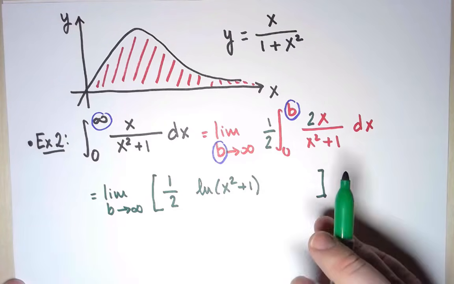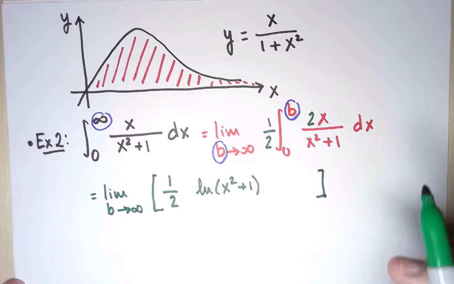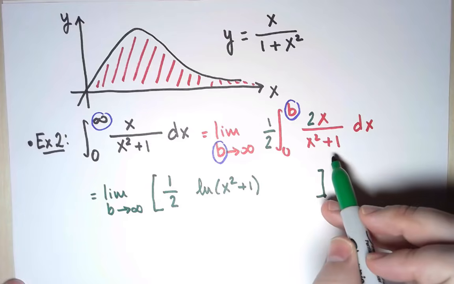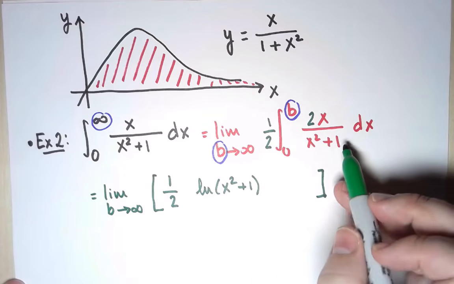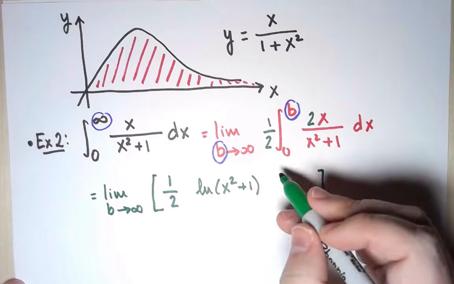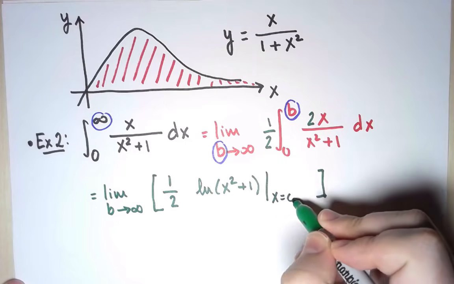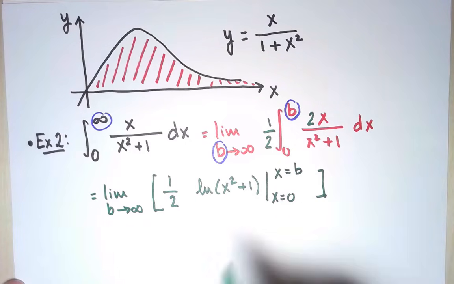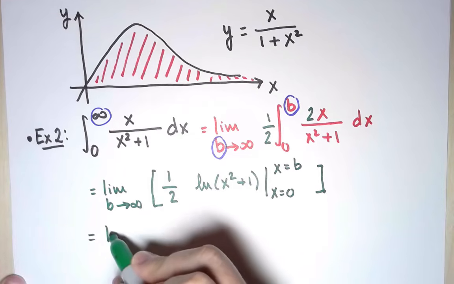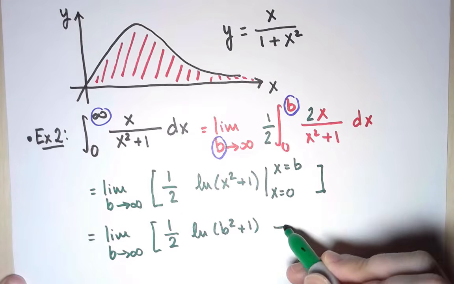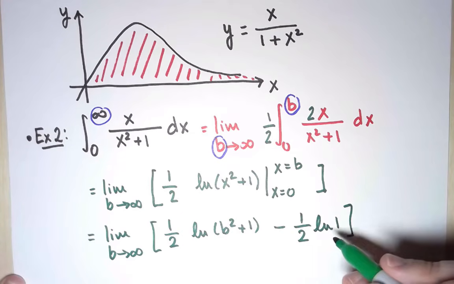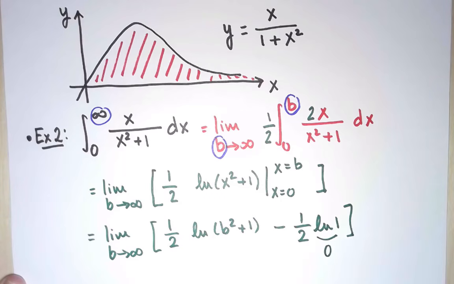If you don't see this right away, that's okay. You can always do a substitution called u equals x squared plus 1, and that will lead you to the same answer. That's an antiderivative. I need to evaluate at 0, and I need to evaluate at b. Let's do it. And the logarithm of 1 is simply 0.